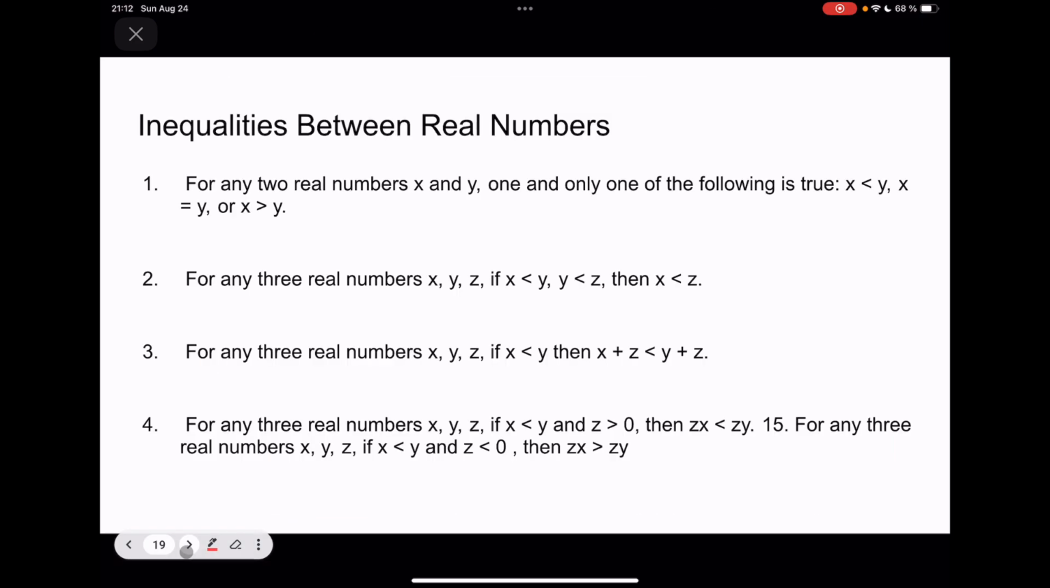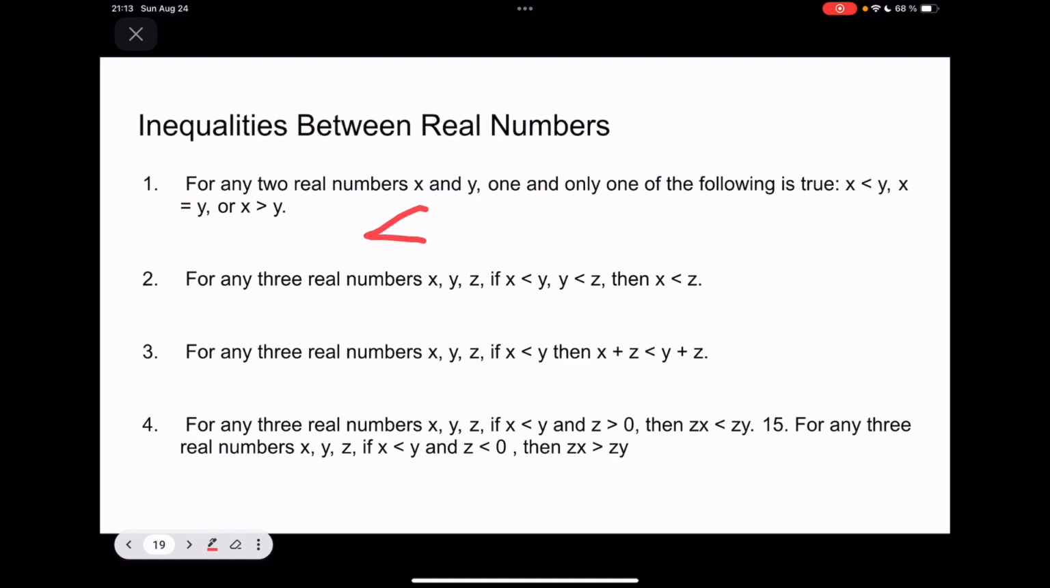Now we talk about inequalities between real numbers. Again, this is going to be straightforward. For any two real numbers, x and y, one and only one of the following is true: x is less than y, x equals y, or x is greater than y. X can't be less than y and greater than y at the same time.